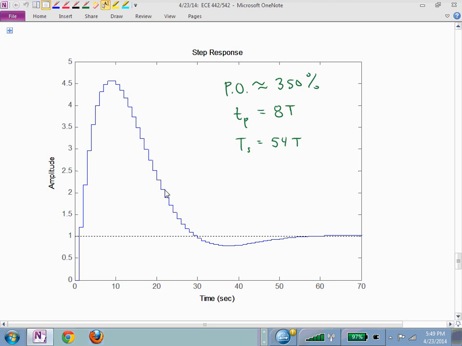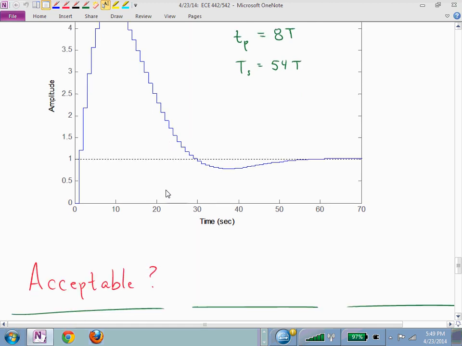When you do the step, it forces units of seconds, but these are just sample periods of 60 because I didn't specify the sample period. And we peak in 8 samples. I think that looks like about 8 sample periods, and we settle in 54 sample periods. That may or may not be acceptable, but that's the result of a PI controller.